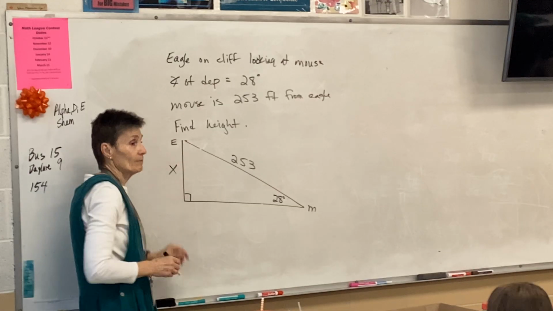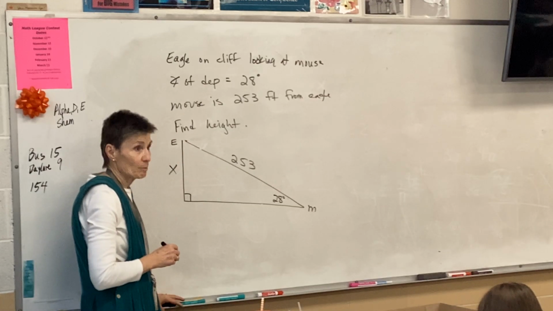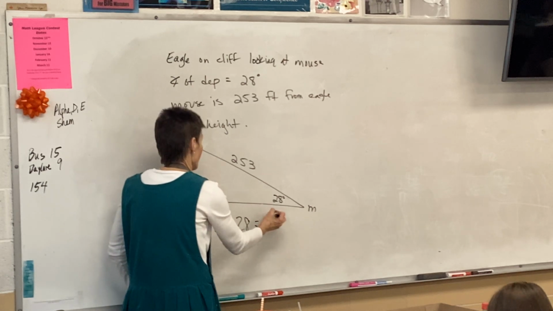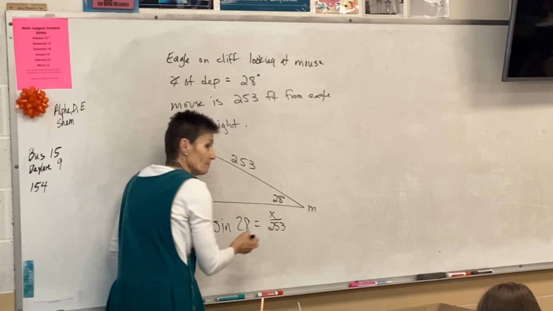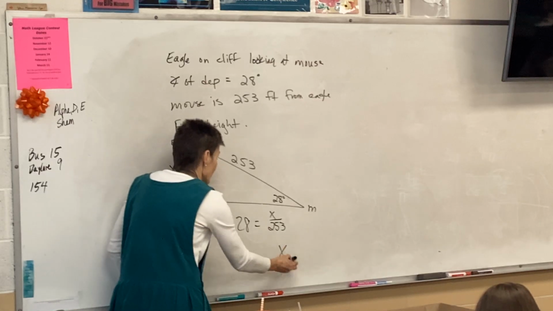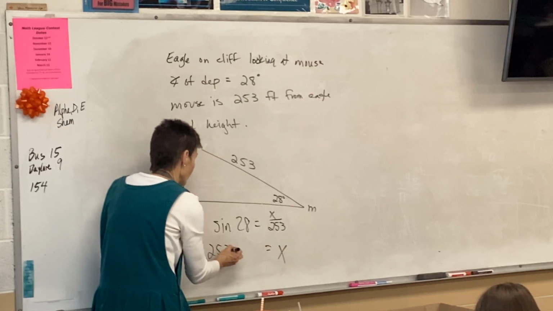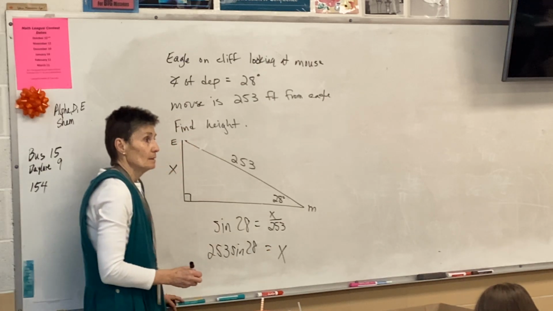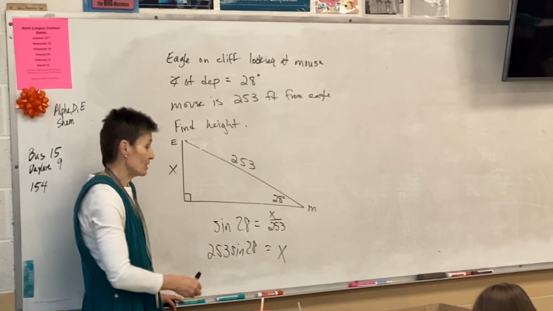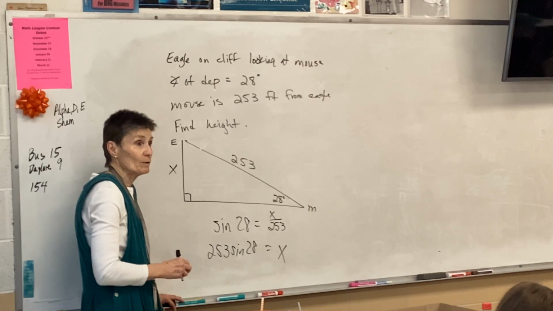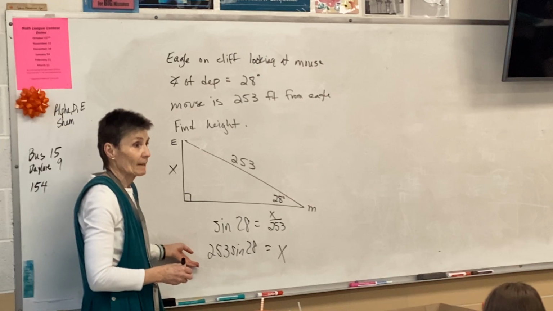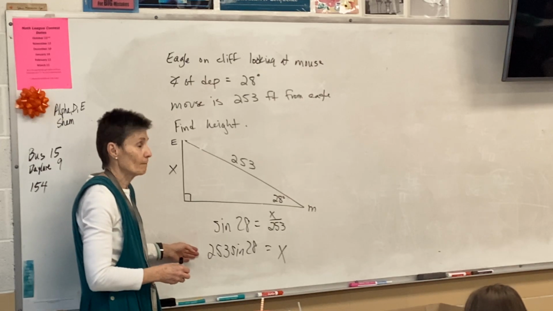Find the height of the cliff. It's going to be a sine problem. So we're going to say sine 28 equals x over 253. And then x equals 253 sine 28. That's right. And then if we have a calculator, we just rip it out and type it in, right? If we don't have a calculator, we have to stop here. That is our equation. That'd be your answer. That's the equation right there.